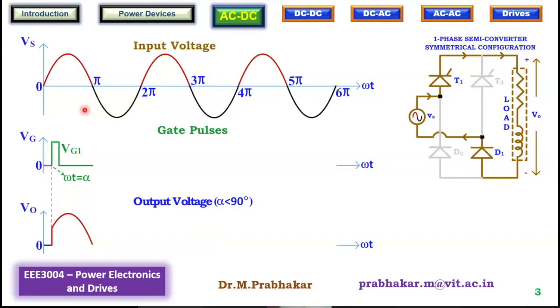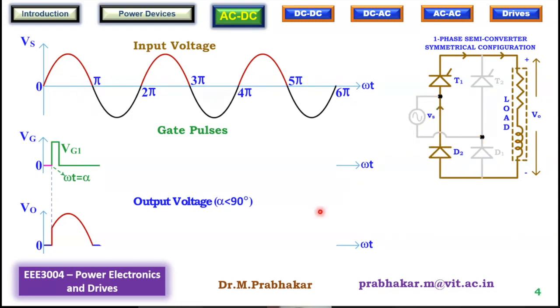All right. Now, at omega t equal to pi, the supply voltage has come down to 0. At that instant, Vs will be equal to 0. But there is stored energy in the inductor. This inductor will keep circulating the current. However, just after omega t equal to pi, Vs has reversed, which means the top terminal will be minus and the bottom terminal will be plus.